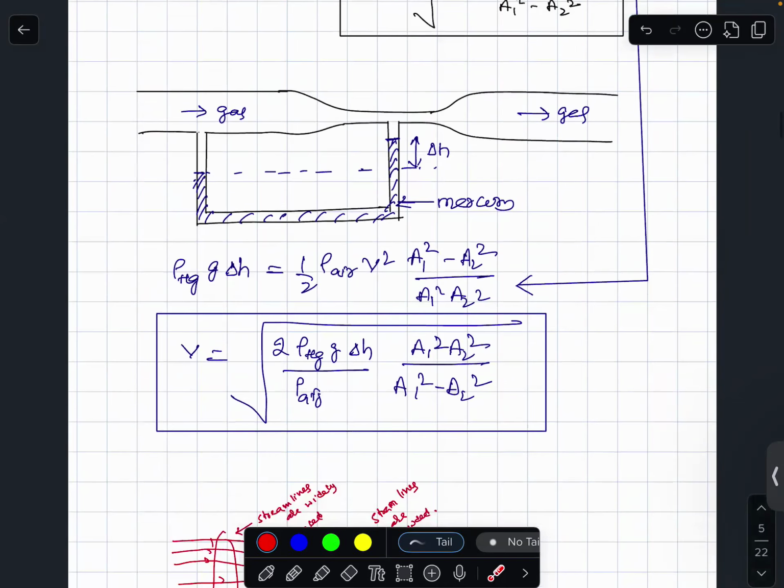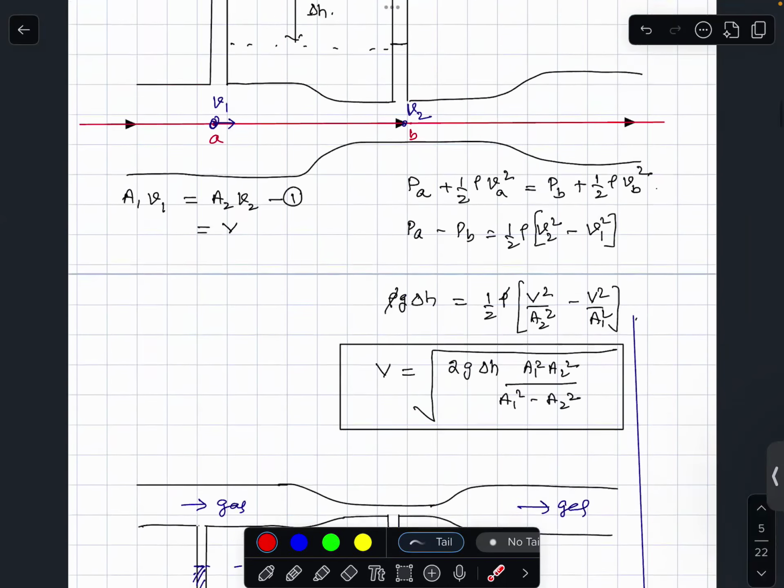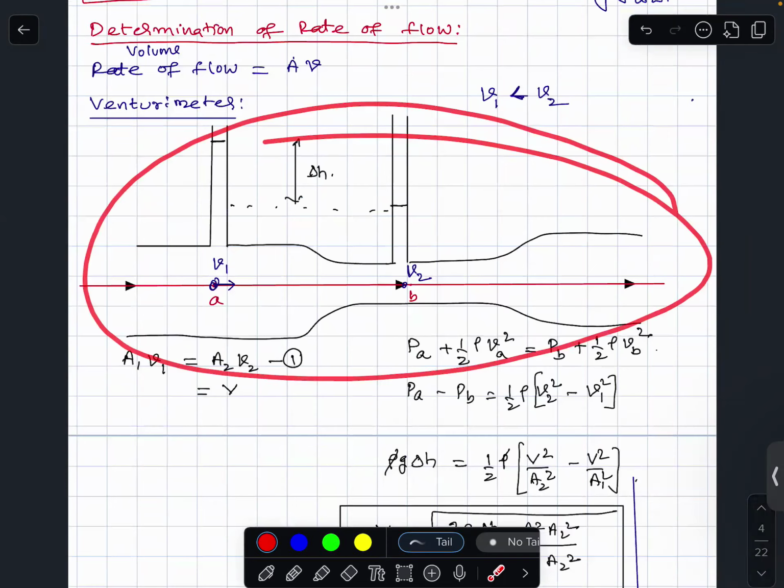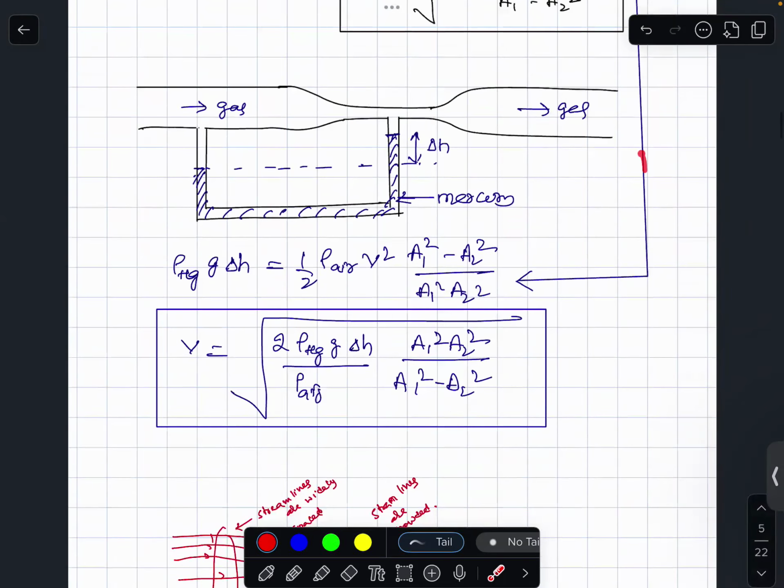So then you will have the relation here. Remember, this is for liquid and this is for gas. Don't get confused between these two. Right. Next.